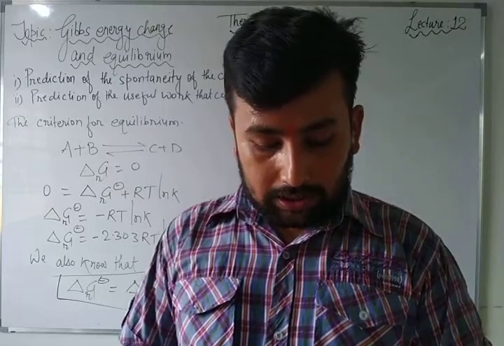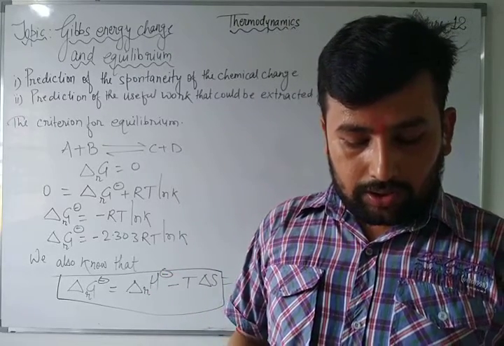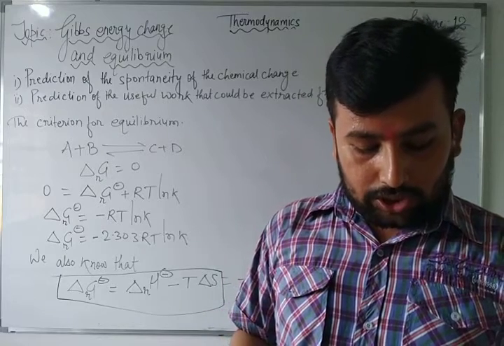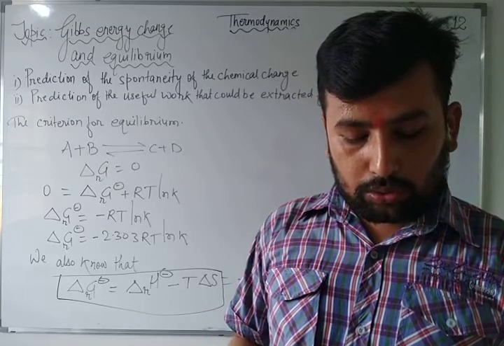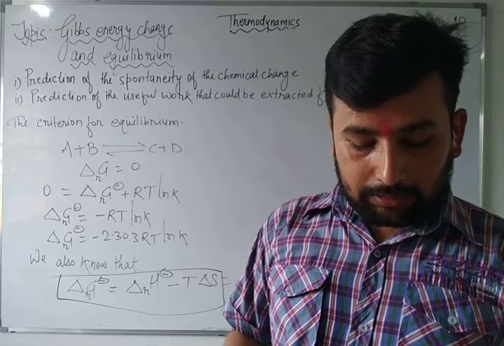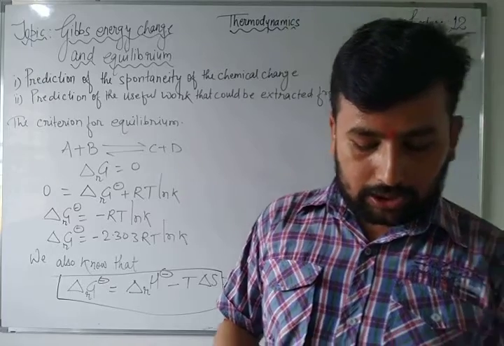And the last one, 6.12: find out the value of the equilibrium constant for the following reaction at 298 Kelvin. 2NH3 plus CO2 gives you NH2CONH2, that is, sorry, urea. The standard Gibbs free energy change at the given temperature is minus 13.6 kilojoule per mole.